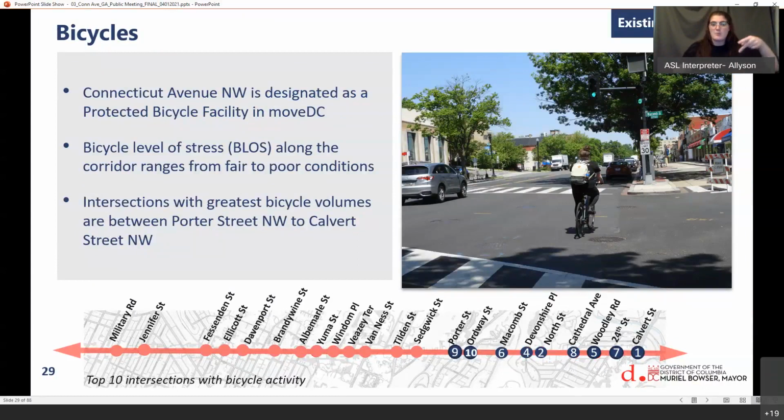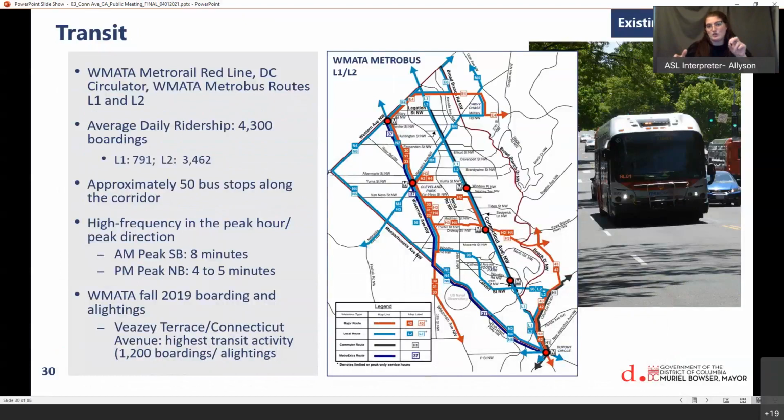In terms of transit, we have 3 Metro Rail red line stops in the corridor. We have the L1 and the L2 bus routes. The average daily ridership for the bus, L1 is about 800 and the L2 is around 3,500 riders per day. There's about 50 bus stops along the corridor on both sides. The peak hour, peak direction frequency of buses in the morning is about 8 minutes and about 5 minutes in the evening.